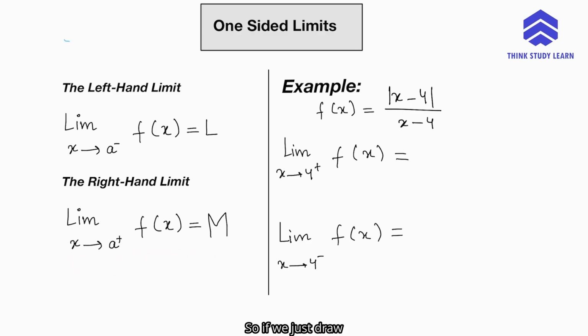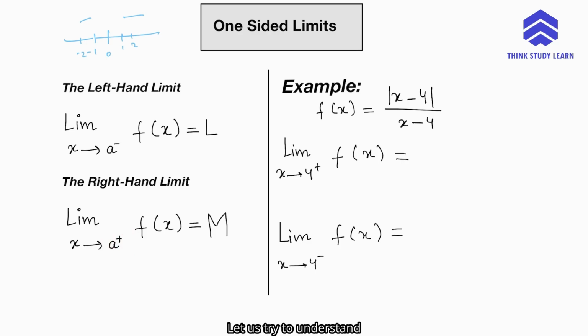So if we just draw the number line here, we have 0 in the middle, 1, 2, and on the left side, -1, -2. So for the left-hand limit, we have the numbers approaching from the negative side, hence this minus, while in the right-hand limit, we have the number approaching from the positive side, hence this positive.